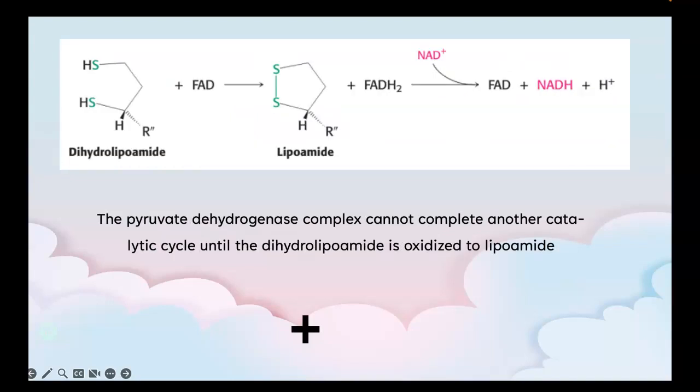It does not end there. The pyruvate dehydrogenase complex cannot complete another catalytic cycle until the dihydrolipoamide is oxidized to lipoamide. So in a fourth step, the oxidized form of lipoamide is regenerated by dihydrolipoyl dehydrogenase, enzyme 3, in which 2 electrons are transferred to an FAD prosthetic group of the enzyme and then to NAD+, as stated here.